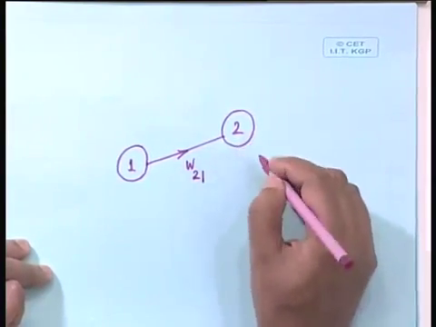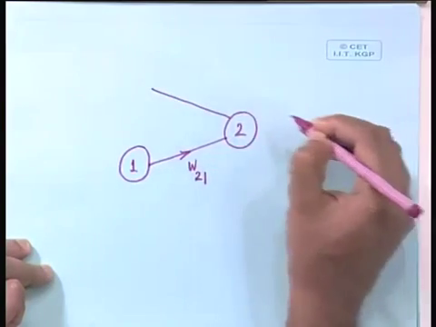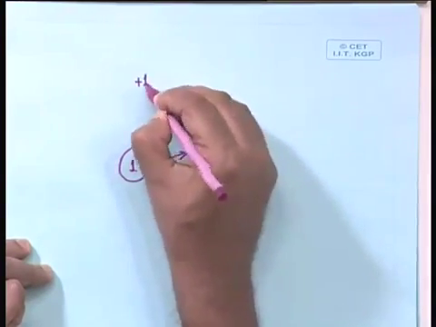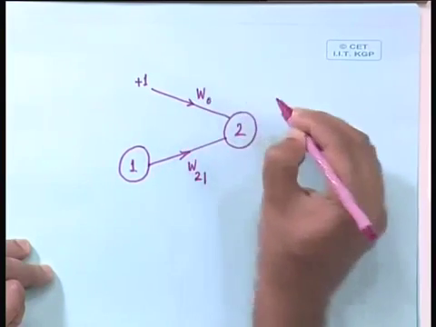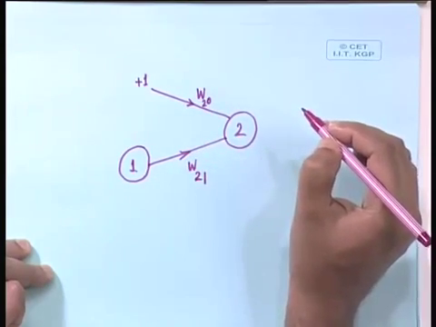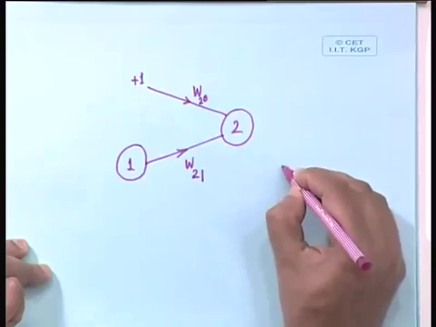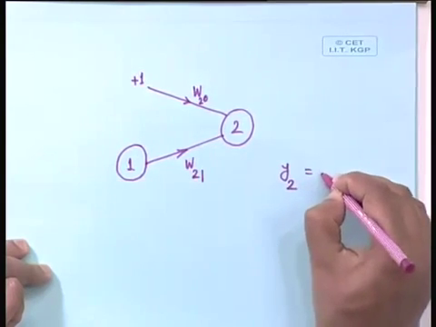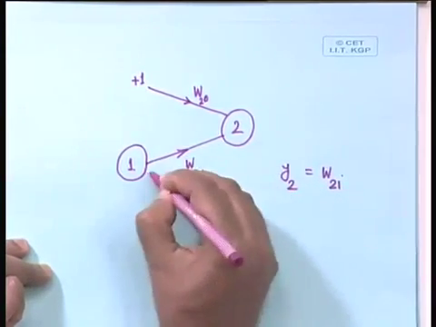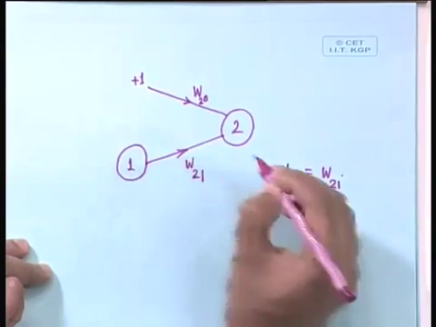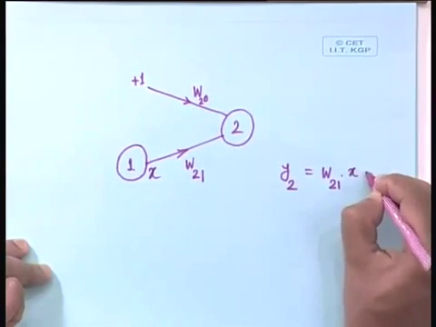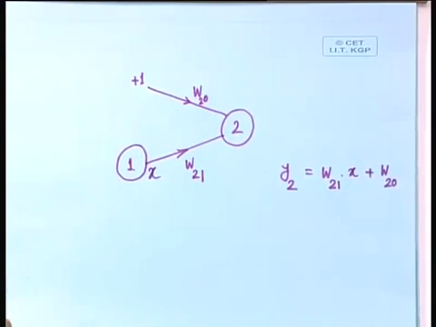So, we are going to write it as W21, and it is neuron 2 which is doing the processing, and here we are going to have an input equal to plus 1, which will be multiplied by W20. So that the overall response, y2, will be equal to W21 into x plus W20. Although I have written it as 1, 1 is the neuron number, but its input will be x.